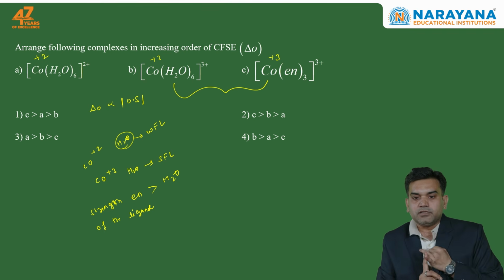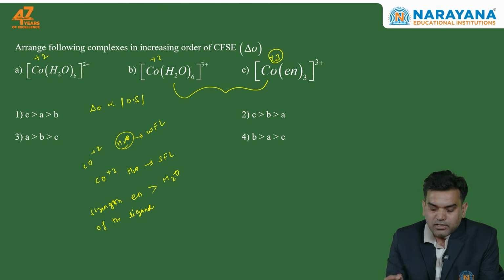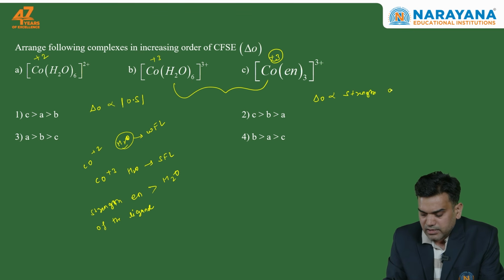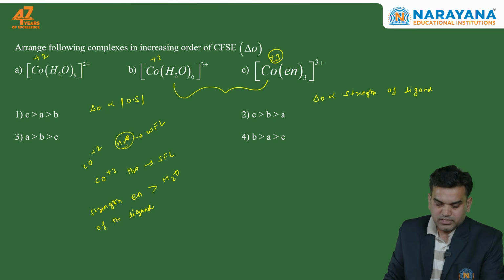So one thing is confirmed that in option C, cobalt is present in +3 oxidation state, which means the oxidation state is also higher, and in option C we have the stronger ligand. One thing more, delta O is directly proportional to the strength of the ligand. The greater the strength of the ligand, the more will be the delta O, CFSE. So in option C, we have cobalt in +3 with the strongest ligand.